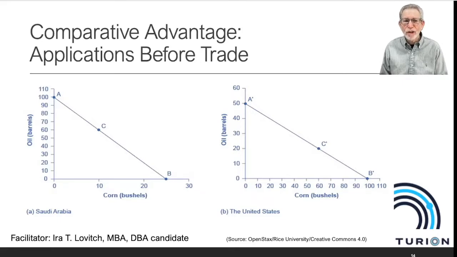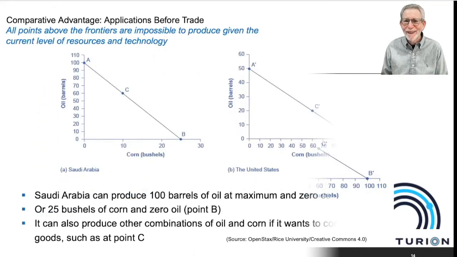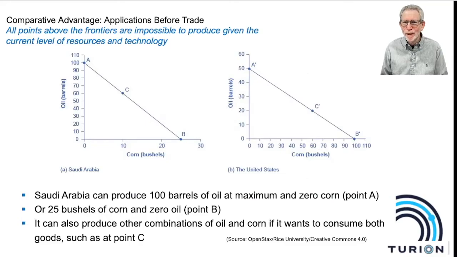And again, each nation can produce not only on the extremes, but point C for each nation would be a balance. So point C for Saudi Arabia would be more oil, less corn. United States, more corn, less oil. But the point is that there is a balance being shown on point C between the two commodities. Hopefully that's clear. The important concept here that I'm reiterating is that all points outside the frontiers, outside the border, are impossible given the current resources.